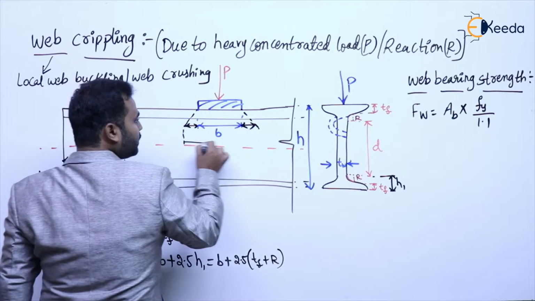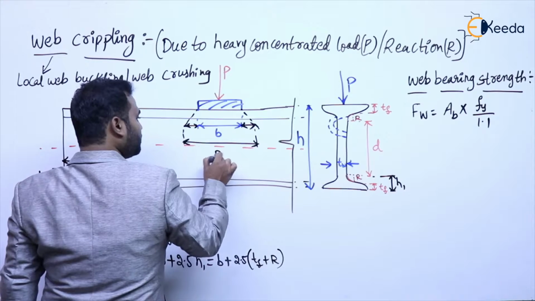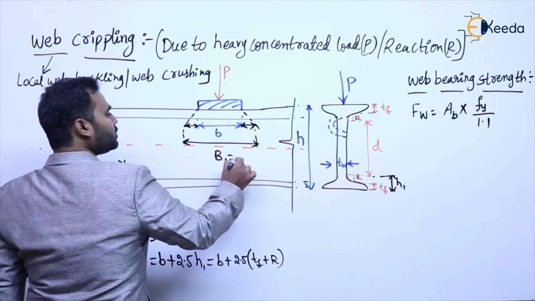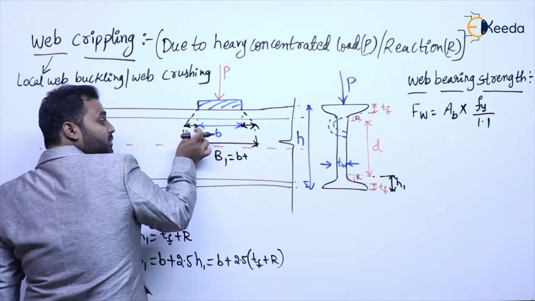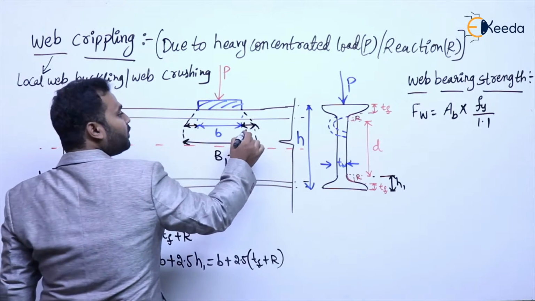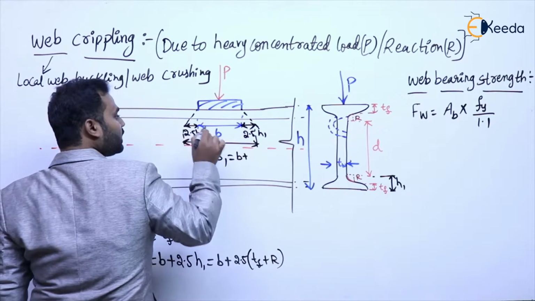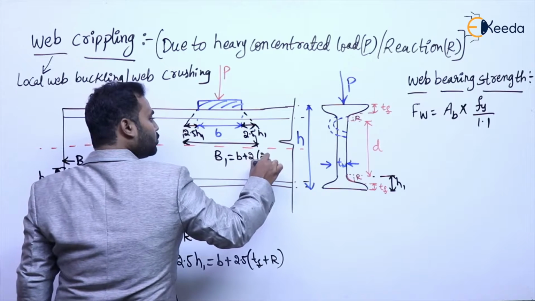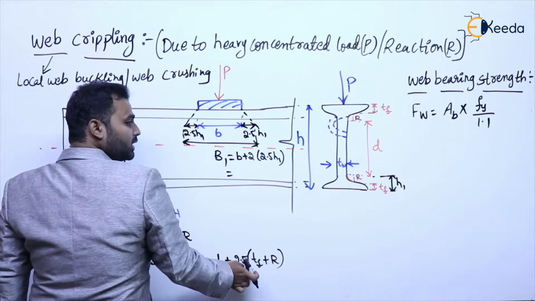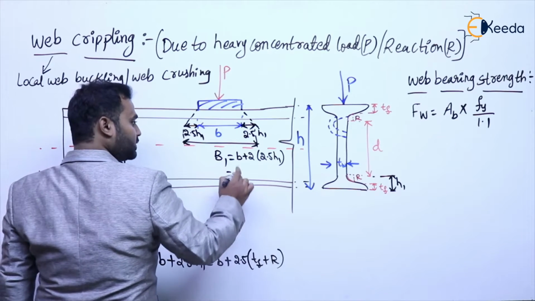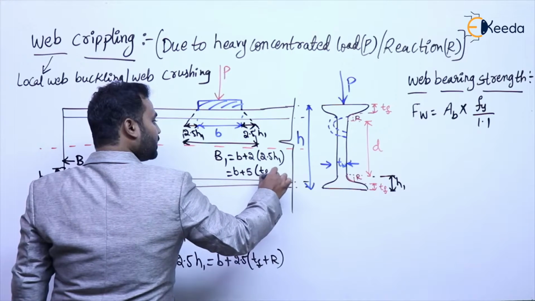So this total is known as B1 here. Total is B1. So in this case, B1 is how much? Same, B plus. Here the load is dispersed on both sides of the bearing plate. Therefore, this is 2.5 H1 and this is also 2.5 H1. Is that okay? It means 2 into 2.5 H1. As we know, H1 is nothing but the summation of the thickness of the flange plus root radius. So finally it becomes B plus 5 into (TF plus R).